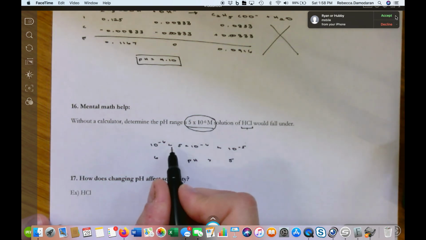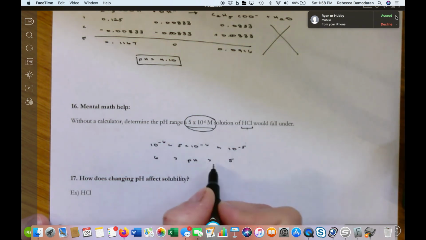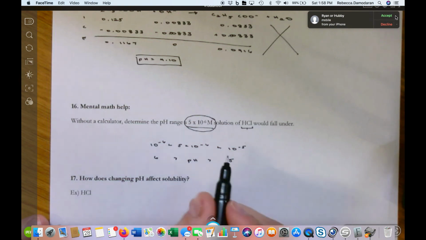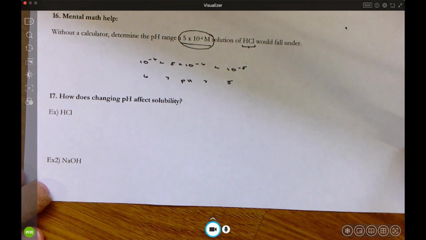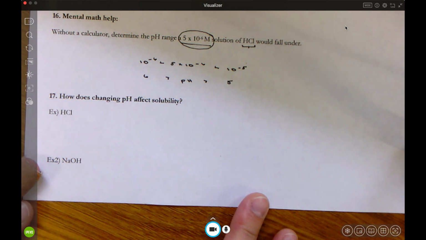Because keep in mind, you got to switch these values because otherwise it doesn't make sense for the pH to be less than 5, but greater than 6. So you got to switch those. And then for the last one, how does changing the pH affect solubility?